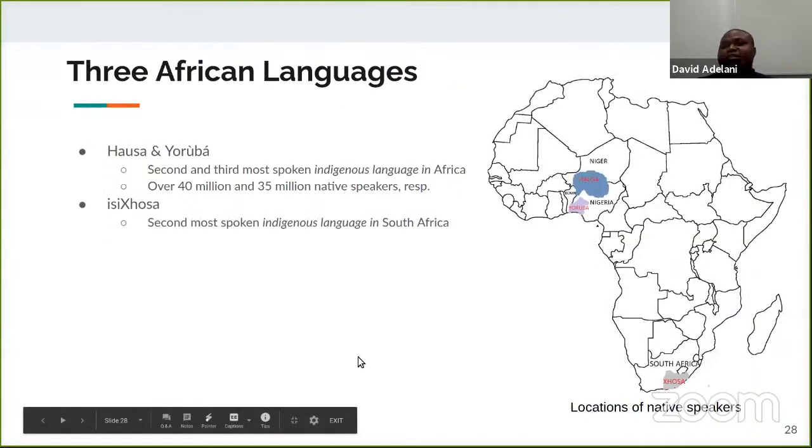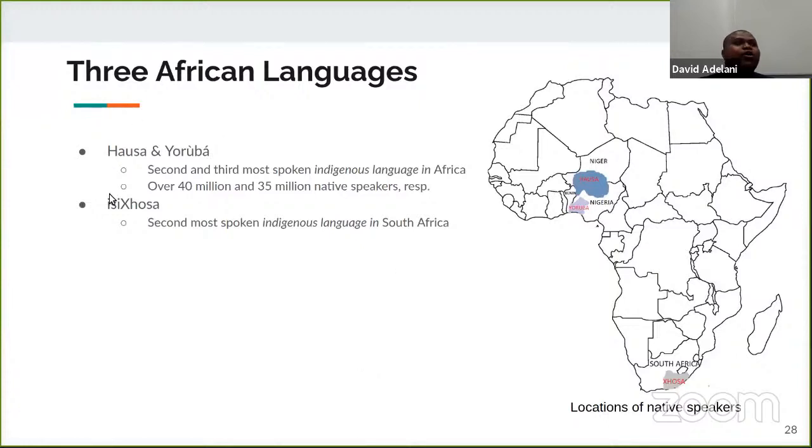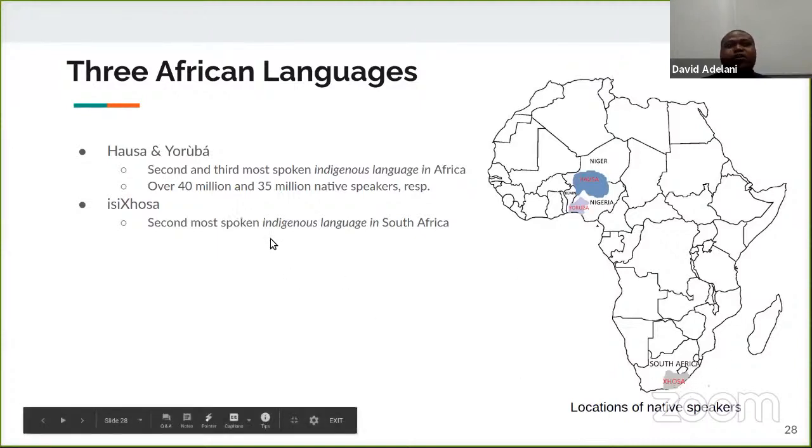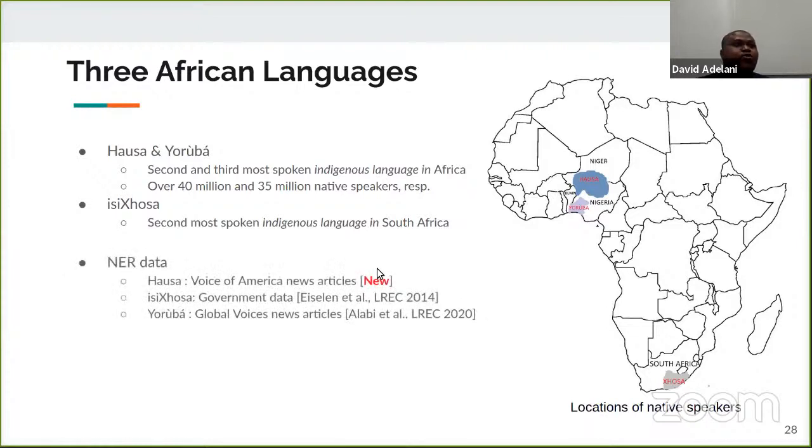So now we extended to three African languages. We study Hausa and Yoruba. Hausa is native to Niger Republic and Nigeria, and is spoken in West Africa and Central Africa. And Yoruba is native to the Benin Republic and Nigeria. And isiXhosa is native to South Africa and is the second most spoken indigenous language in South Africa after Zulu.